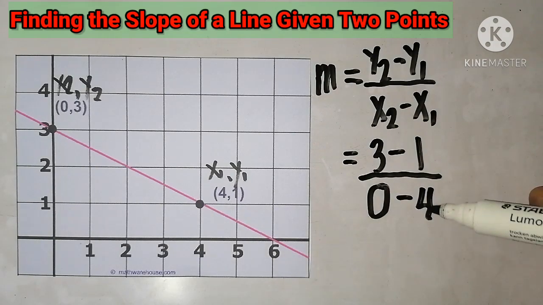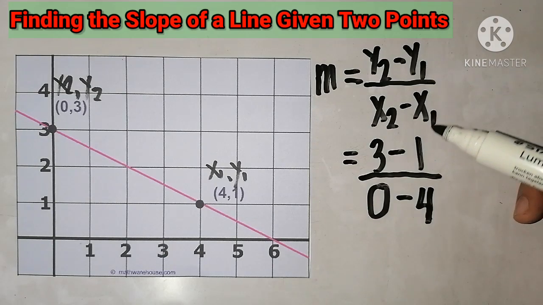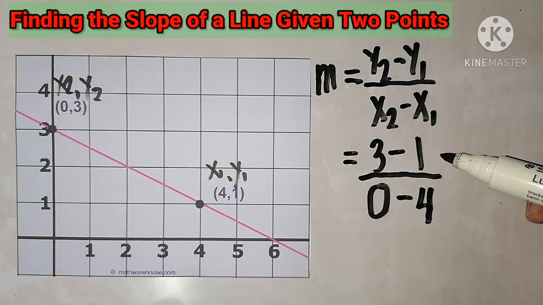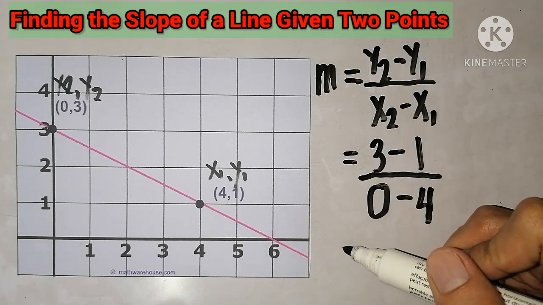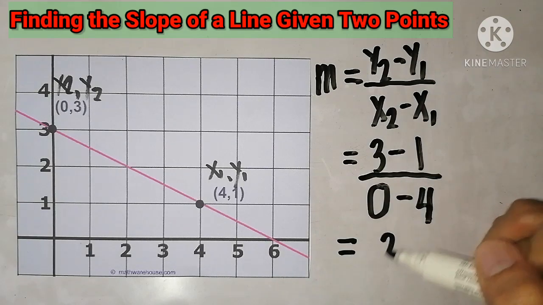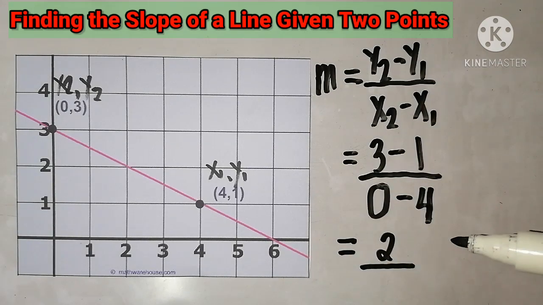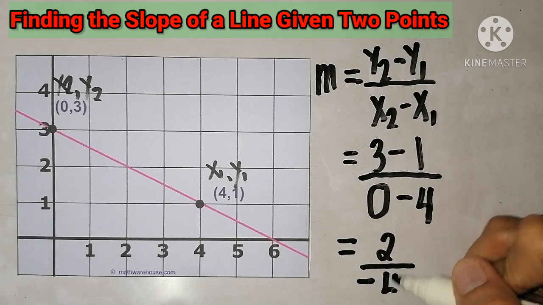So you write 4. If your value of y sub 1 is negative, you have to enclose that one by close and open parenthesis. Since this is positive, you have the option to enclose or not to enclose. So we have now 3 minus 1 over 0 minus 4. So the next process, class, is to simplify. 3 minus 1 is equivalent to 2 over 0 minus 4 is equivalent to negative 4.